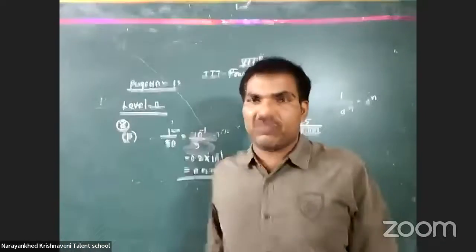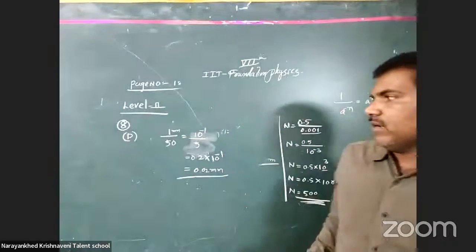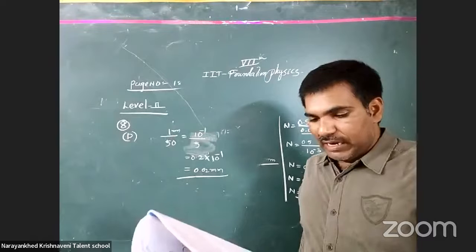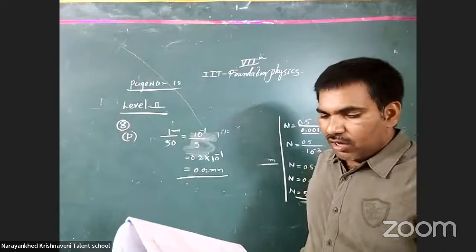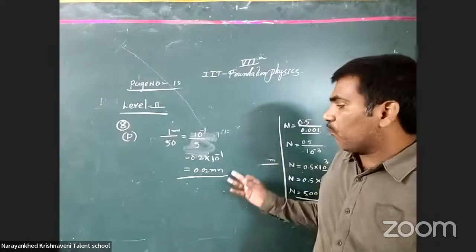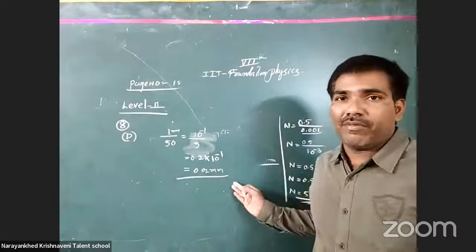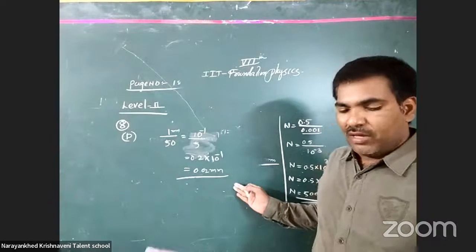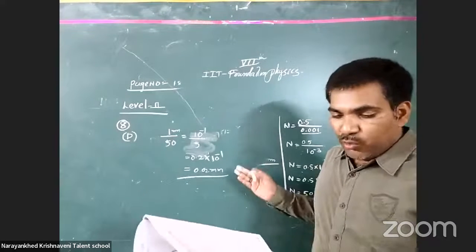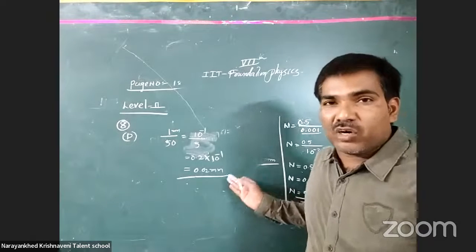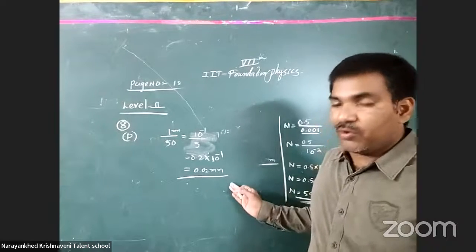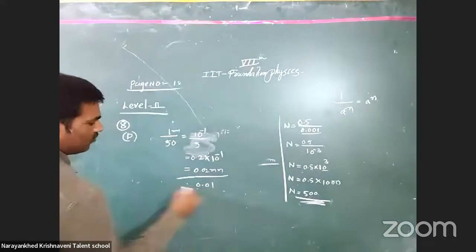0.02 mm it is. And here this is the one more answer. A vernier caliper least count is 0.01 mm, as well as a screw gauge least count is 0.0001 mm. Okay, now one more thing, the content is 0.01 mm.